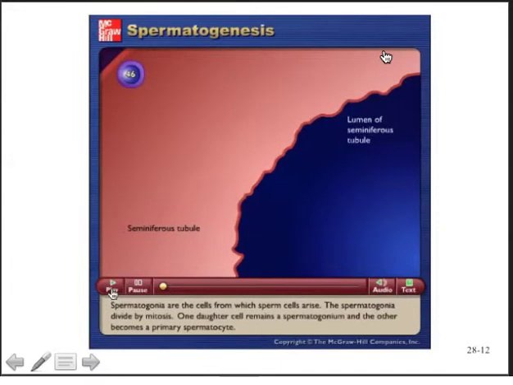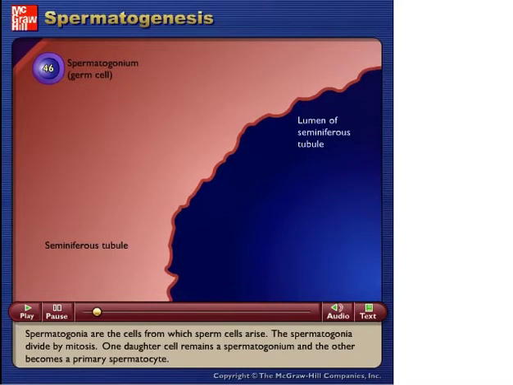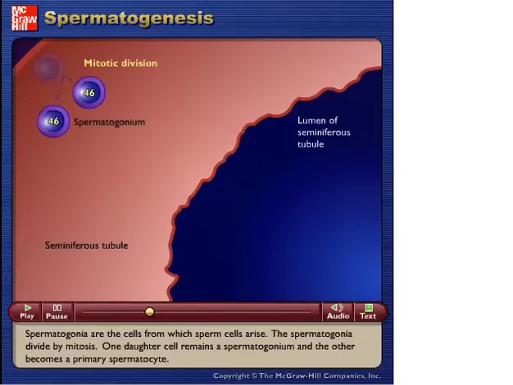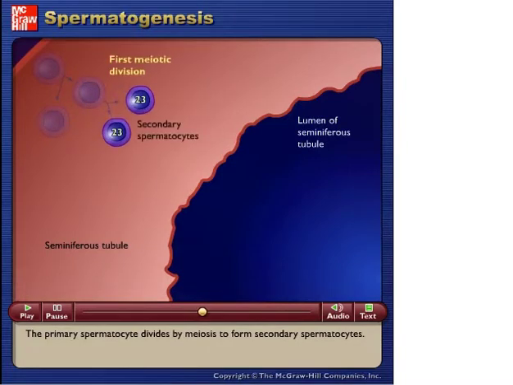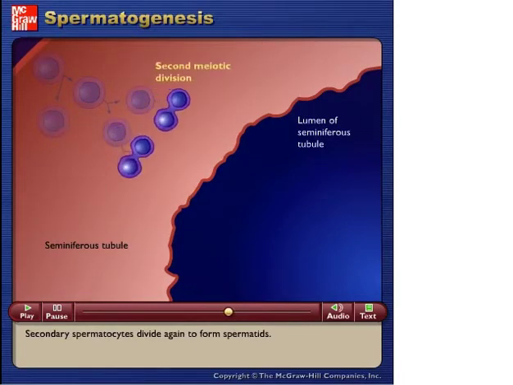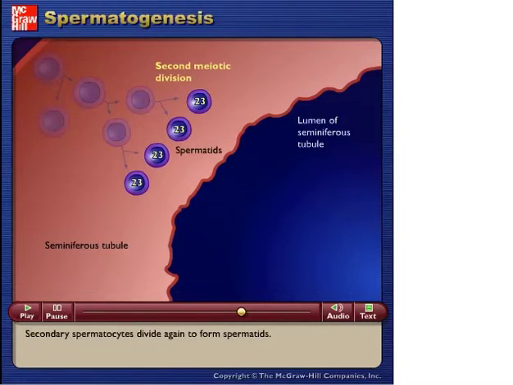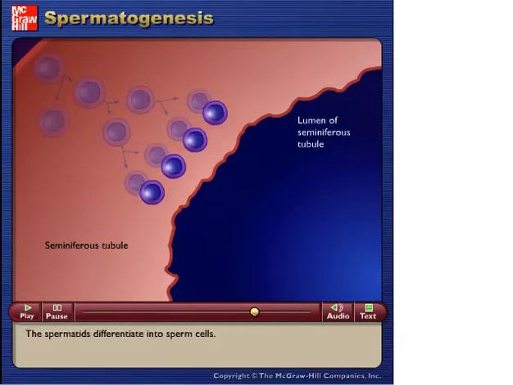Okay, let's take a look at spermatogenesis. Spermatogonia are the cells from which sperm cells arise. The spermatogonia divide by mitosis. One daughter cell remains a spermatogonium, and the other becomes a primary spermatocyte. The primary spermatocyte divides by meiosis to form secondary spermatocytes. Secondary spermatocytes divide again to form spermatids. The spermatids differentiate into sperm cells.